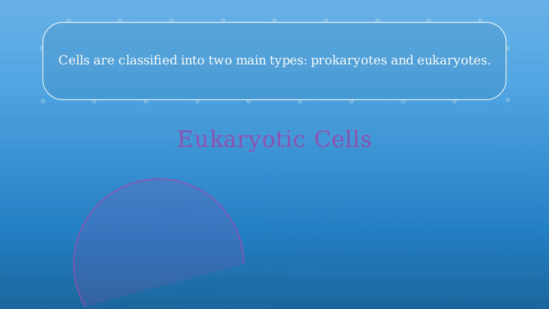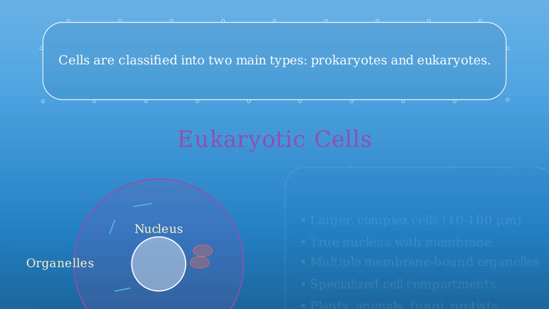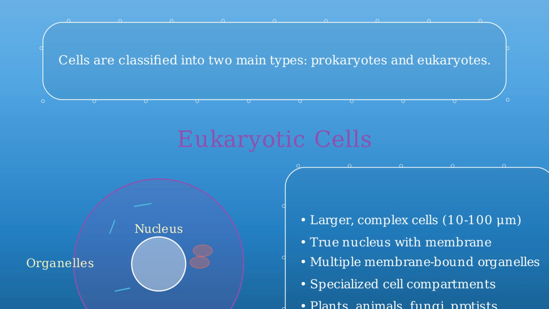Eukaryotic cells are larger and more complex, typically ranging from 10 to 100 micrometers in size. Their defining feature is a true nucleus, enclosed by a nuclear membrane, also called the karyotheca. Eukaryotes contain various membrane-bound organelles that perform specialized functions. Examples of eukaryotic organisms include plants, animals, fungi, and protists.